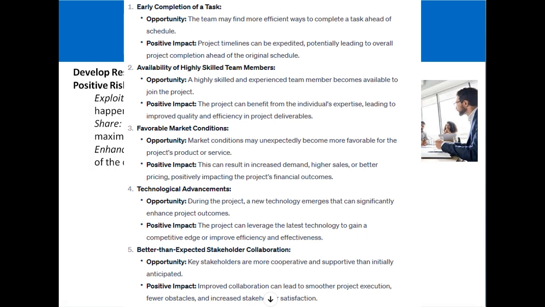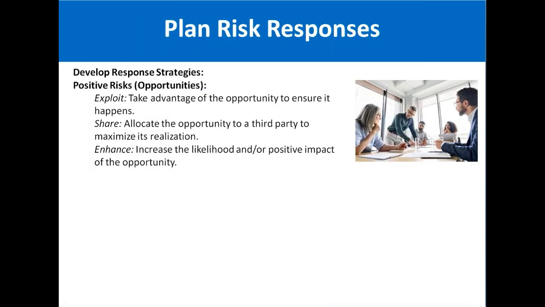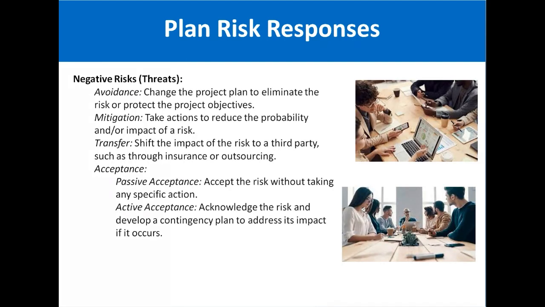First one is exploit. Exploit means take advantage of the opportunity to ensure it happens. We will try our level best that this type of positive risk occurs. Then share, that means allocate the opportunity to a third party so that maximizing its realization is possible. Next is enhance, which means increase the likelihood and or positive impact of the opportunity. So for positive risk, we will try our level best to enhance those risks, and we have different strategies for that.